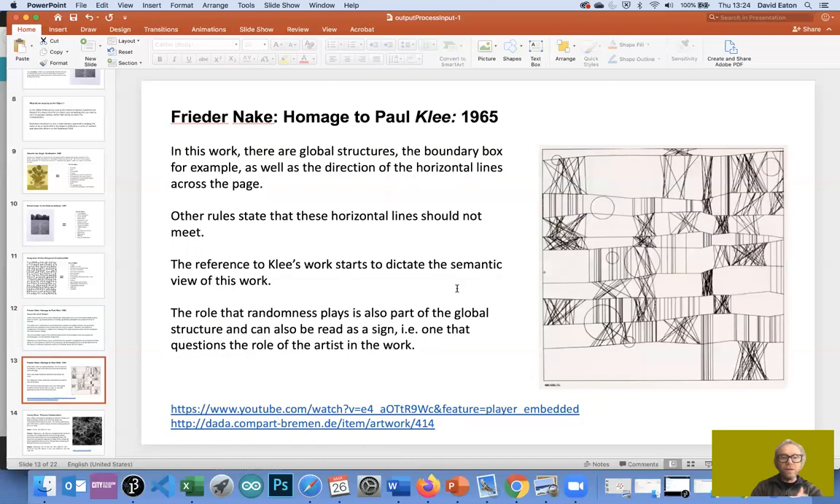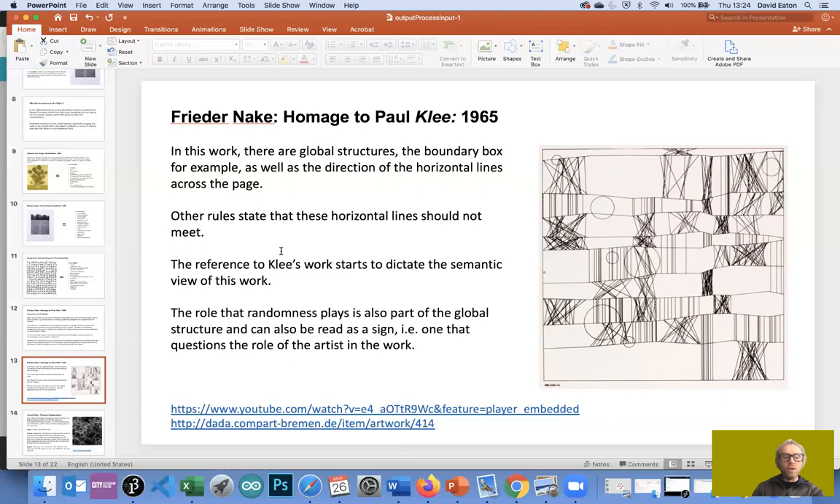Just quickly back to that piece of work. Now we've got some of these ideas in place. And in his work, there are global structures, okay? So this idea of a global structure, the bounding box, for example, as well as the direction of the horizontal lines across the page. So he sets up these global ideas. And then there are other rules that state that these horizontal lines should not meet. So he's writing other rules as part of the process.